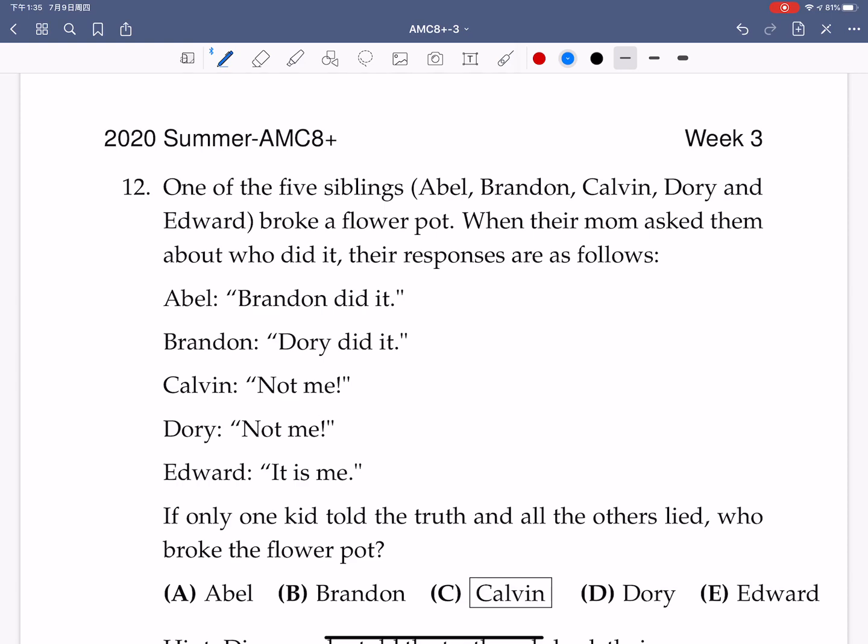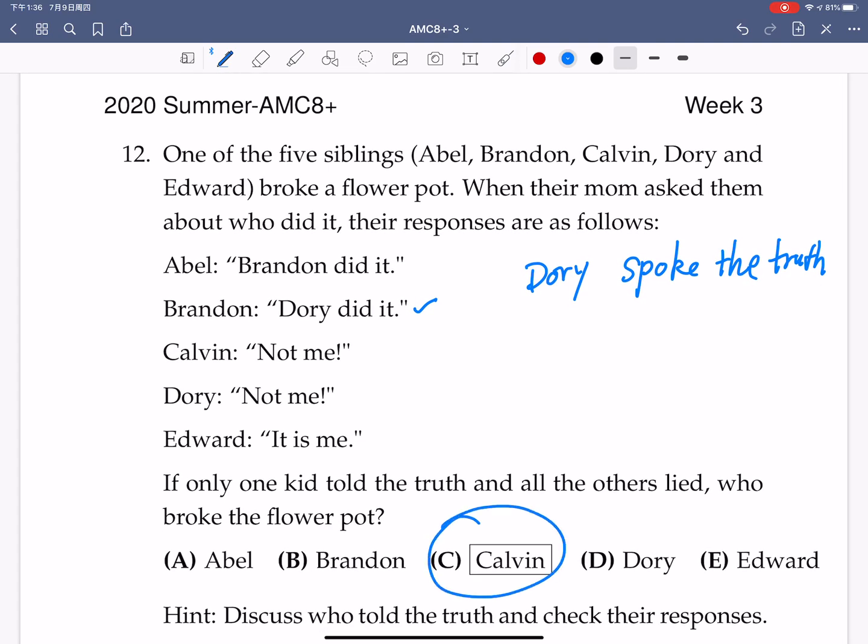Next, let's assume that Calvin spoke the truth. When Calvin spoke the truth, Dory must lie. And that means when Dory says not me, then Dory must have broken the pot. But then Brandon would speak the truth. So that's impossible. So the only choice is that Dory spoke the truth. And so then Calvin said it's not me, it must be him. So the correct answer is C, Calvin. Calvin broke the flower pot.